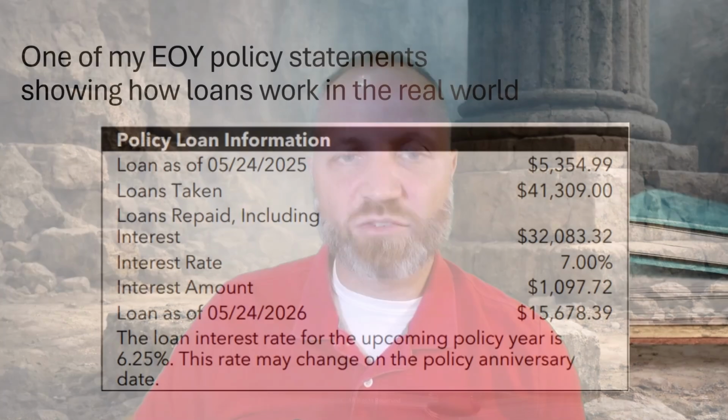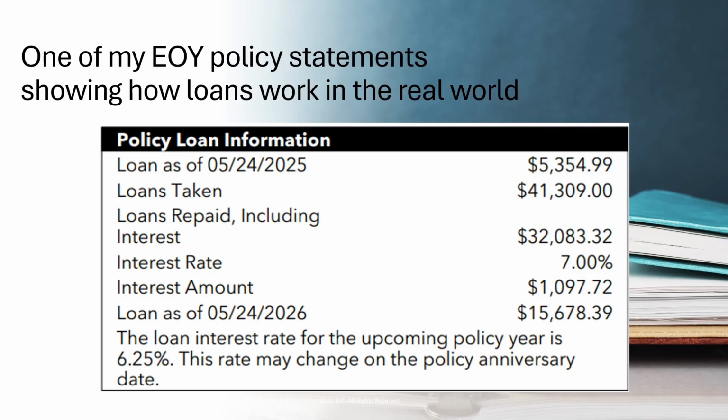But what we see in this particular situation, just kind of going back, is our total cost of capital over the course of that 12-month period was $1,097.72. And if we divide that out by volume against that $41,000, we come to a net cost of capital of about 2.66%. So that's why I like to look at policy loans as that eighth wonder of the world, in that they truly are amazing in what they allow you to do.